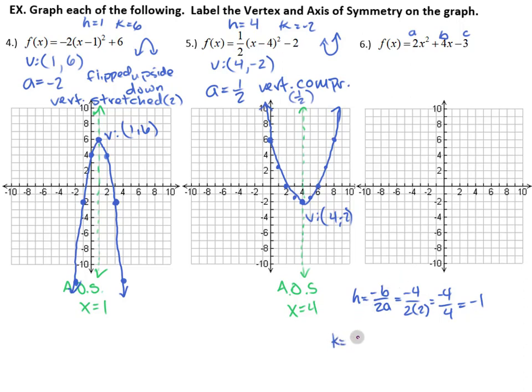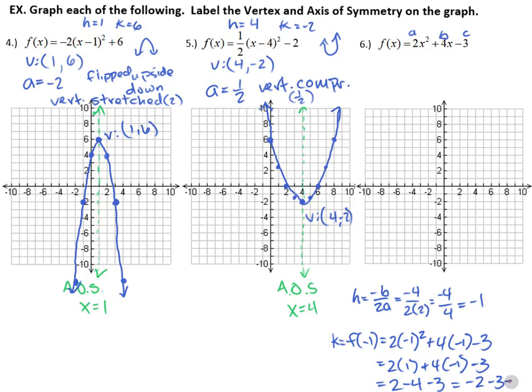Then to find k, we need to plug in h into our function. So let's plug in negative 1. 2 times negative 1 squared plus 4 times negative 1 minus 3. So negative 1 times itself twice is positive 1. Now we can multiply. 2 times 1 is 2. 4 times negative 1 is negative 4. And then subtract 2 minus 4 is negative 2. And negative 2 minus 3 is negative 5. So if we did all of our math correct there, my vertex should be at negative 1, negative 5.